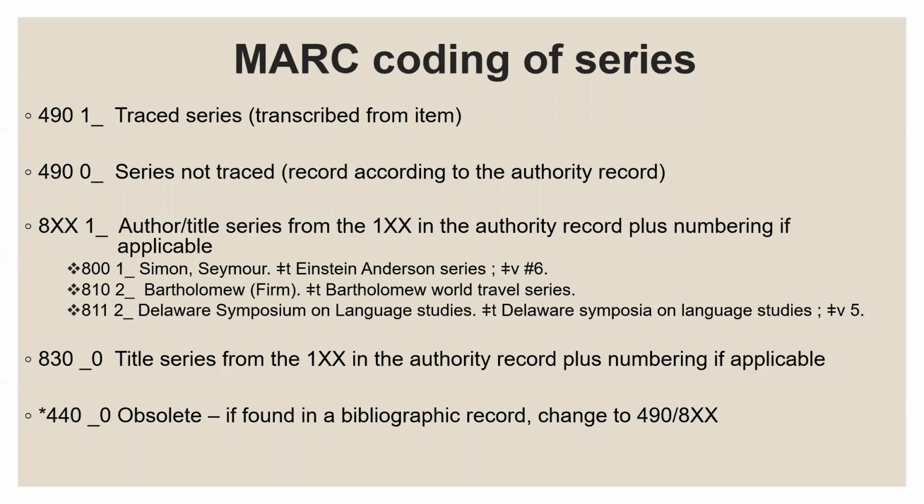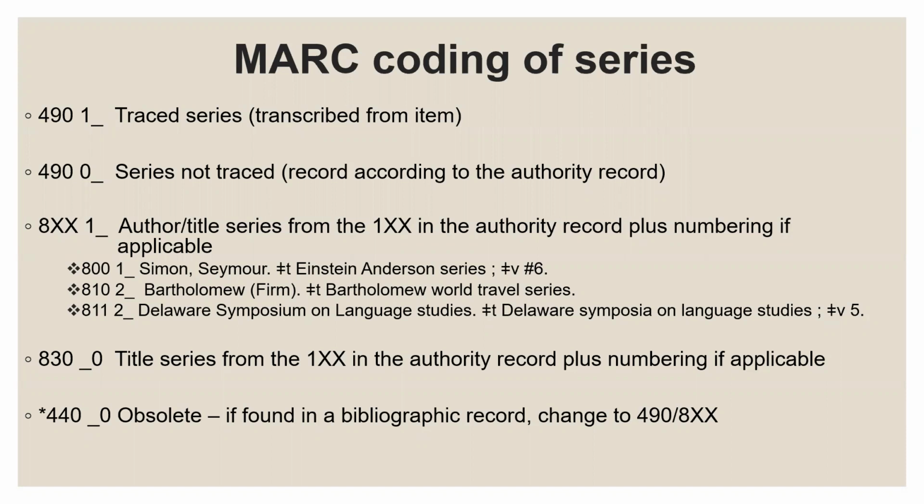Other ones that you could possibly have, which are not very common at all, would be an 810, with a second indicator 2, because that's for a firm or corporation. And then also you could have an 811 with second indicator 2, and that's for a conference. Those two are pretty rare, but they do happen. All that is taken directly from the authority record and whatever is in the 1XX.